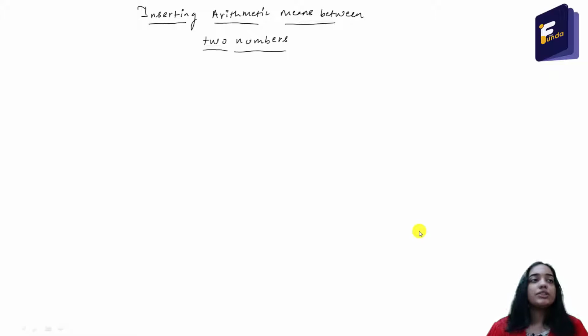So today we are going to learn about inserting some arithmetic means between two numbers, and also about the sum of the terms of an arithmetic sequence. So, what is the meaning of inserting arithmetic means between two numbers?